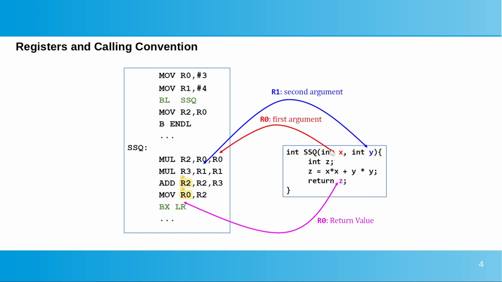Hence, the first argument is saved within the R0 register. The second multiplication is matching this y multiplication. Hence, the content of y is saved within the R1 register. Now, the intermediate result out of this addition is saved within the R2 register. And finally, we are moving this intermediate result to this final result variable z, which is saved within the R0 register. And then we are branching out of our SSQ function.